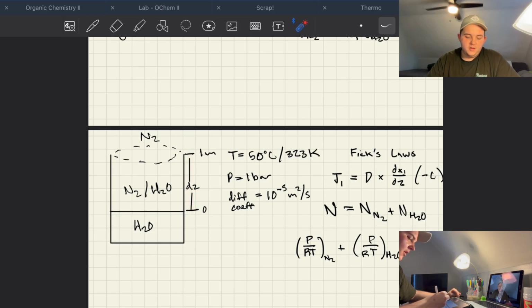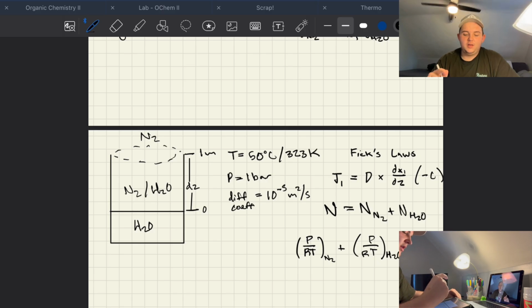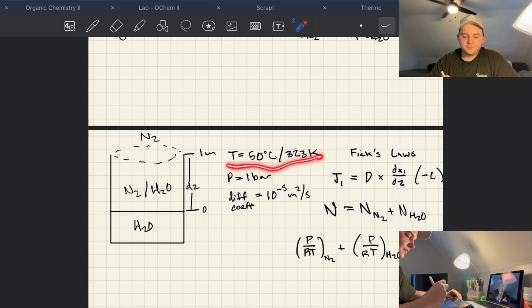And the length in between these two levels is dz. We have our temperature at 50 Celsius or 323 Kelvin, our pressure at 1 bar, and our diffusion coefficient at 10⁻⁵ meters squared per second.